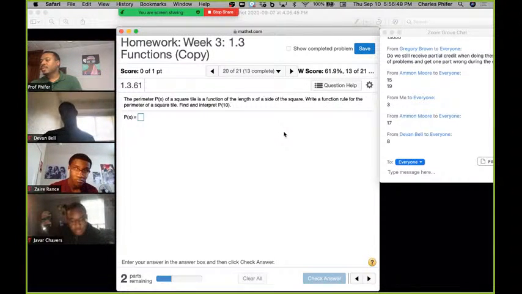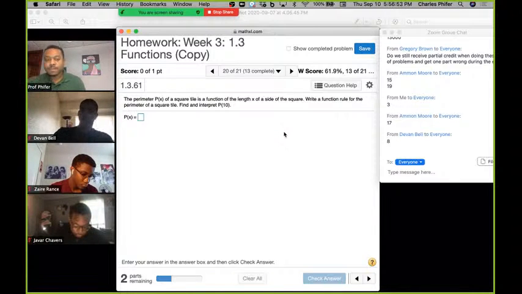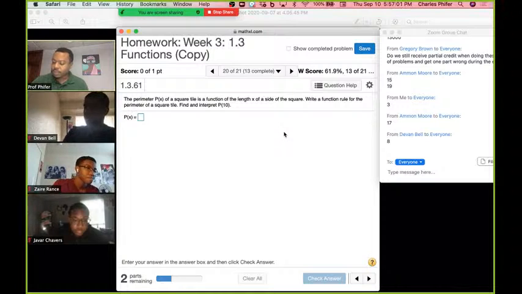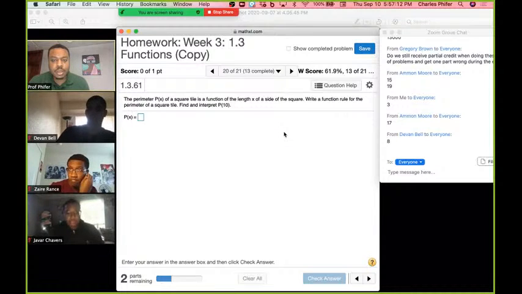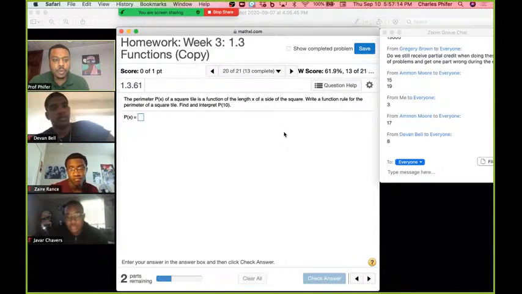I got an answer. Okay. What are you looking like? 100. What does that mean? So you're saying x equals 100? You're saying that P of 10 is 100? Let me see. Perimeter, how did you get that? What did you do? I squared 10. It says the perimeter is a function of the length of a side. Write a function rule for the perimeter of a square.